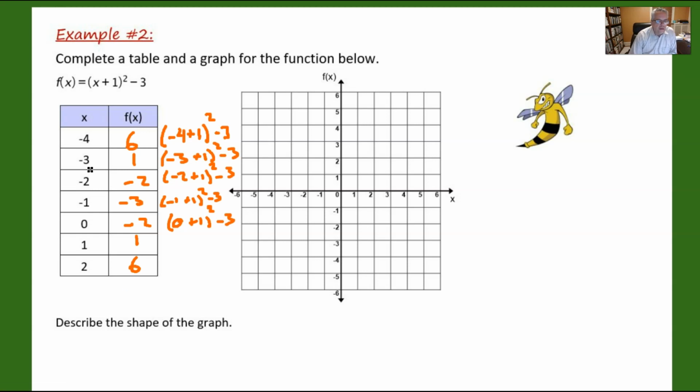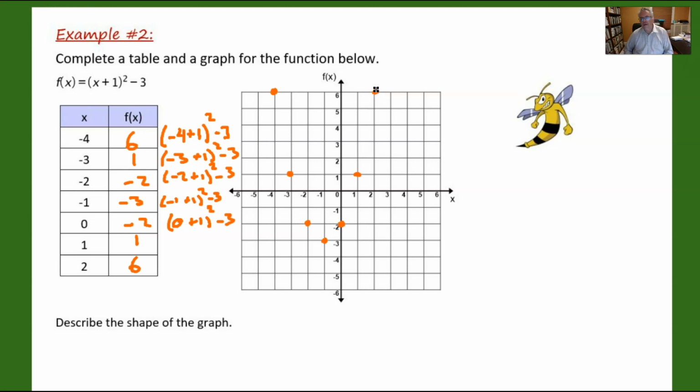Okay, now we plot them. Negative 4, 6, well, we go left 4, up 6. Negative 3, 1 means we go left 3, up 1. Negative 2, negative 2 means we go left 2 and down 2. Negative 1, negative 3 means we go left 1, down 3. 0, negative 2 is right there. 1, 1 is right here. And 2, 6 is right here. You can see a U shape. It's not a sharp V, it's a U shape. It's curved at the bottom.